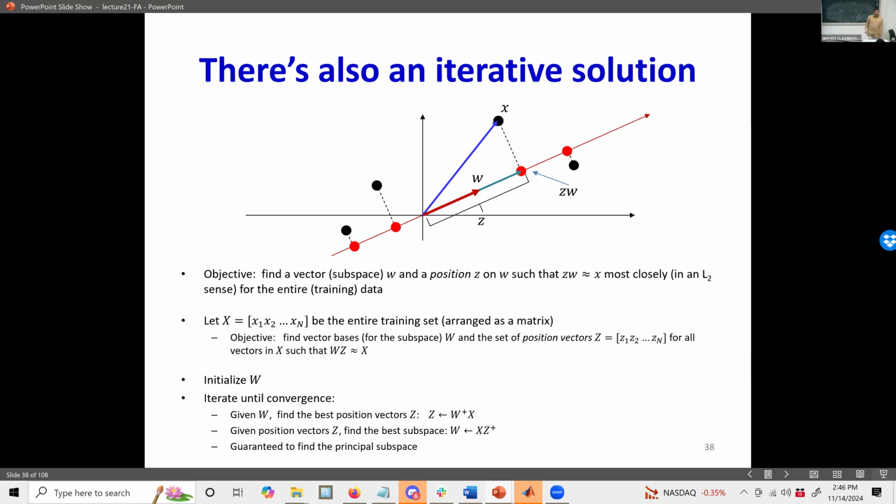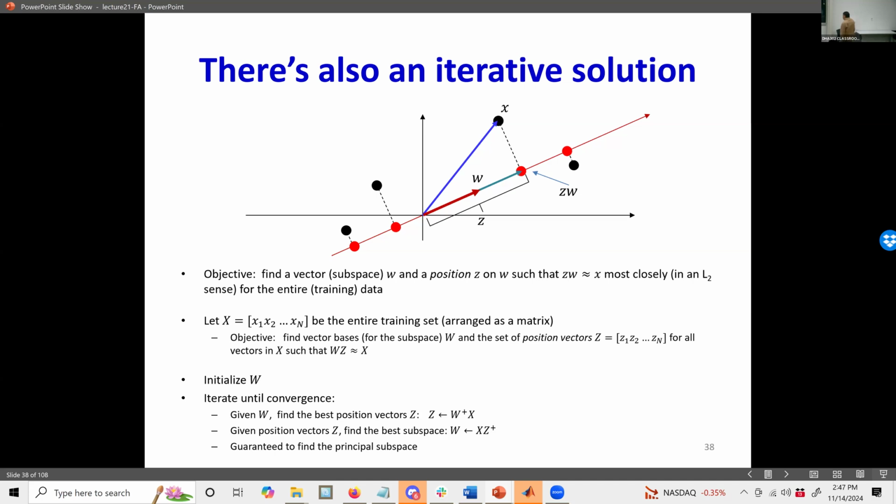Suppose I give you Z and say find W. How would you do it? You use gradient descent? Do you need to use gradient descent over here? Pseudo inverse, right? If I give you Z, then W equals X pseudo inverse of Z, correct? Does this reduce the error? You found the lowest squared error solution when I use the pseudo inverse, right?